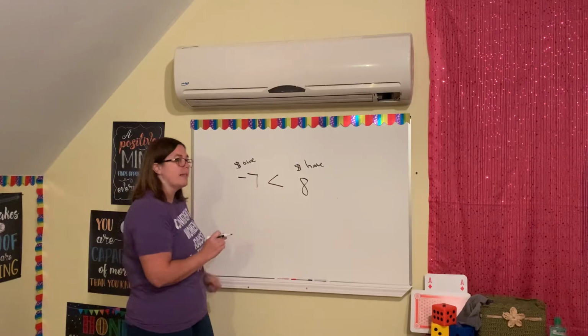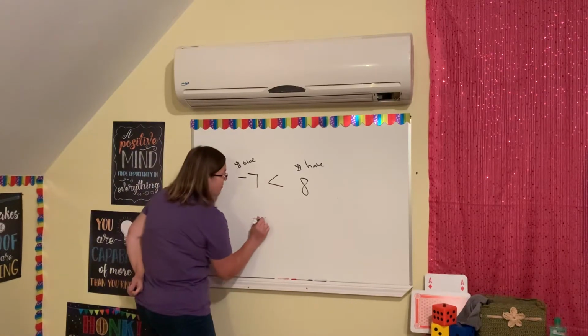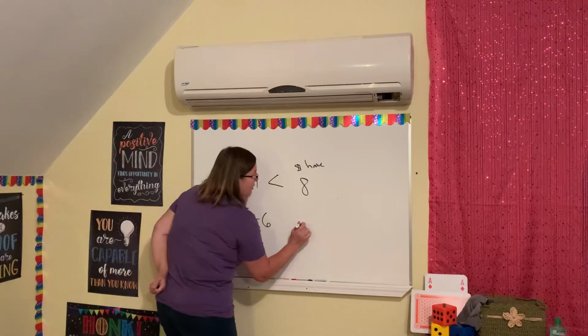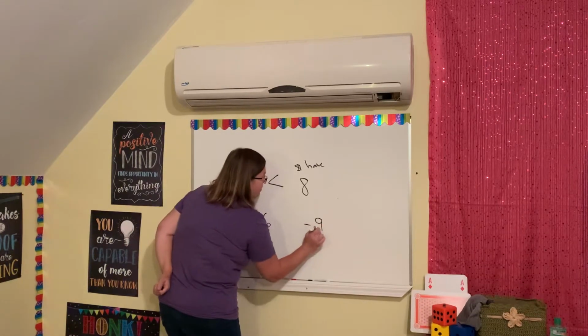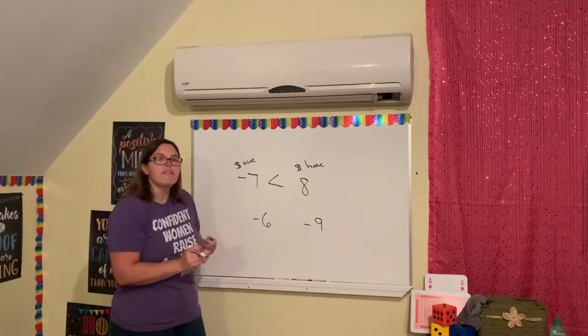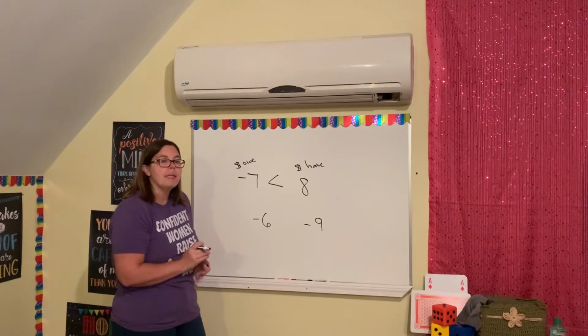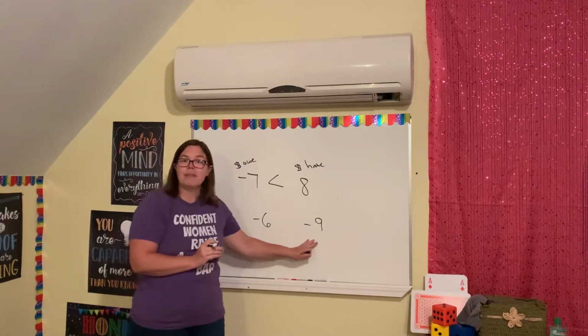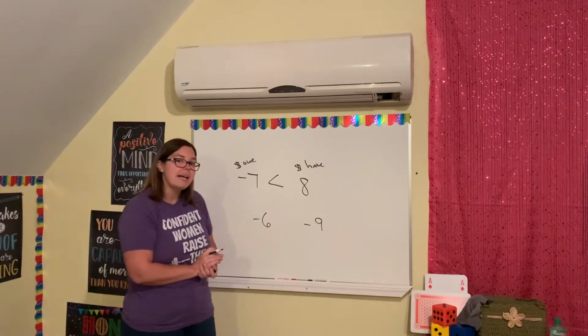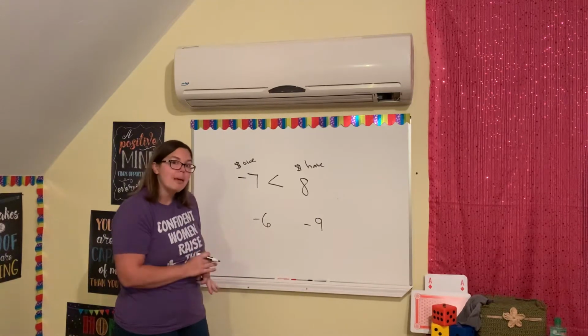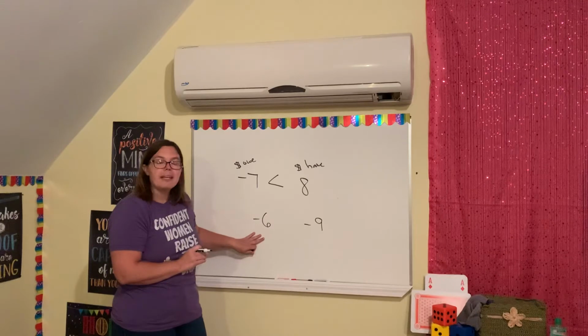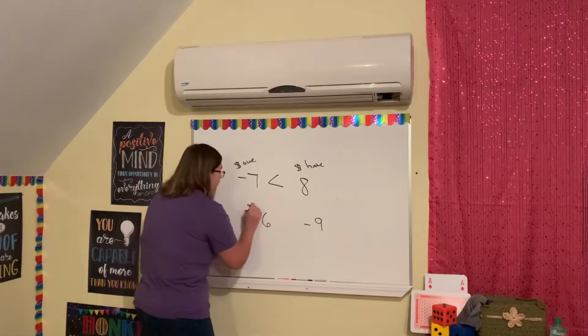Let's try another example. Maybe I have -6, and I want to compare that to -9. When you first look at it, some people commonly make the mistake, oh, -9 is bigger. But that's not the case. Let's go back to our money. Negative means it's money you owe.